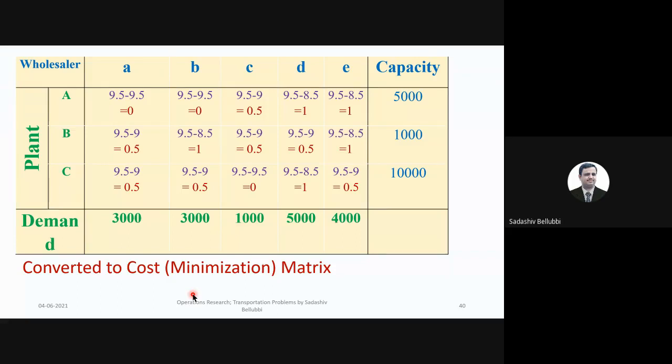Okay, once you finish, then you can say that we have taken this. This is the way of converting the maximization problem into minimization. For that, we need to identify the highest profit in the matrix, and all other elements should be subtracted from that highest value.